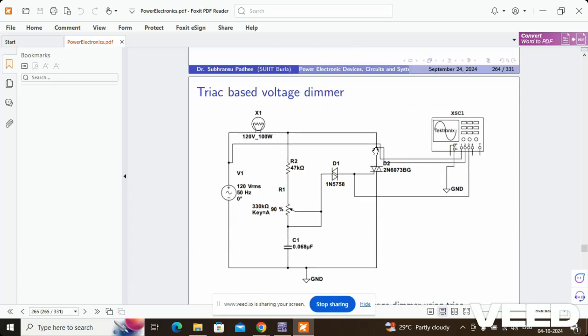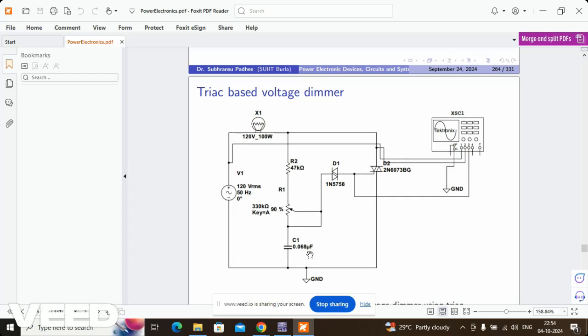You have a minus VBO, the reverse breakdown voltage, the forward breakdown voltage plus VBO, and IF and minus IBO. Now let's see a particular circuit. This is a Triac based voltage dimmer. More or less, this is the same as the previous circuits we have discussed. There is an AC source, there is a bulb load, and instead of SCR we have a Triac, and for triggering the Triac we need a Diac. And here, obviously, the RC circuit is there.